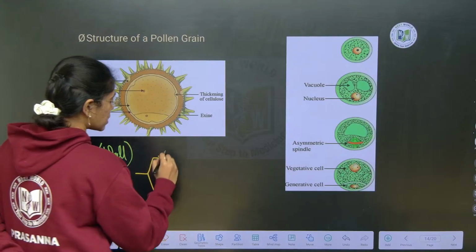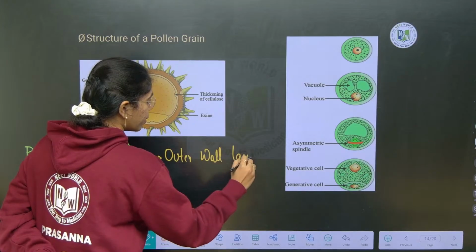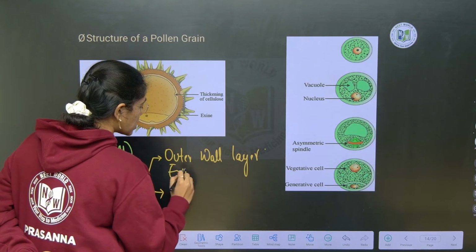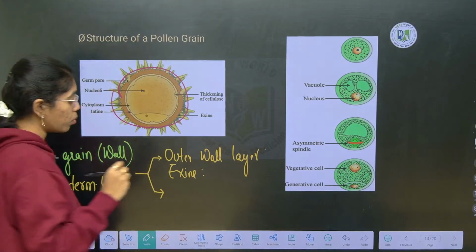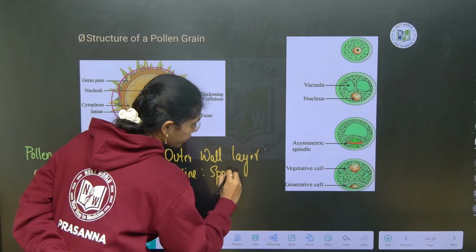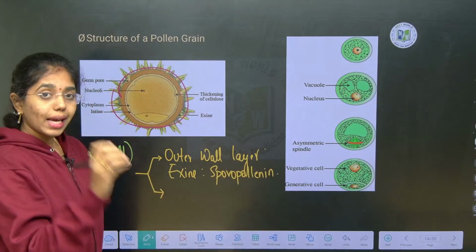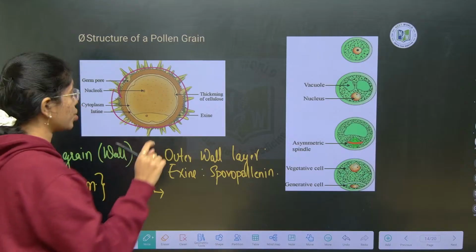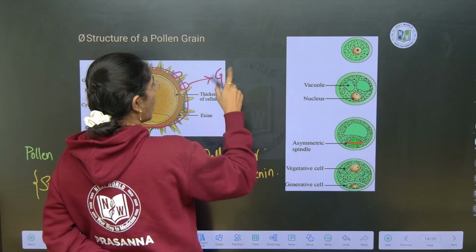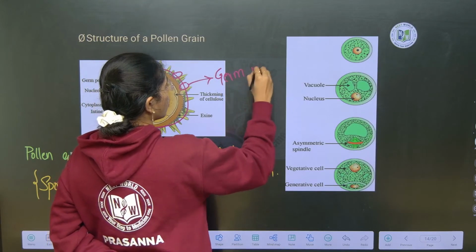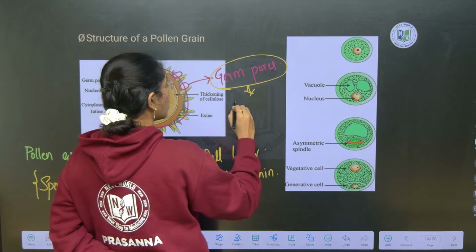The outer wall layer is exine. Exine is composed of sporopollenin; the complete exine wall layer is composed of sporopollenin. Exine has a few small pore-like structures known as apertures or germ pores. Only at this germ pore region is sporopollenin absent.